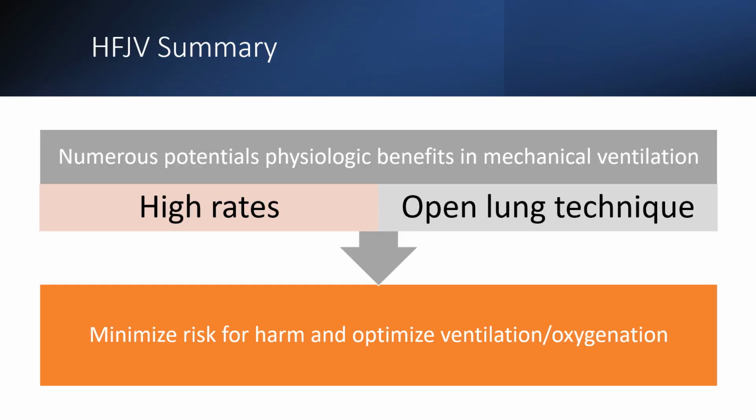The high-frequency jet ventilator is a unique ventilator modality that offers numerous physiological rationales that may optimize ventilation and minimize the risk for mechanical injury in premature lungs. Understanding the physiological concepts is essential for optimal decision making to maximize the benefits and minimize the risk for harm. However, many clinicians lack training and experience with the equipment. Hopefully this video provides some insight into the jet ventilator.